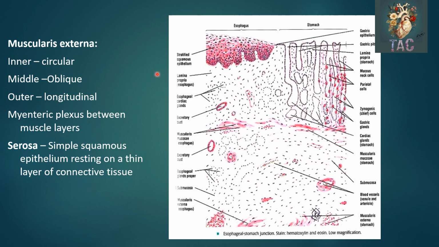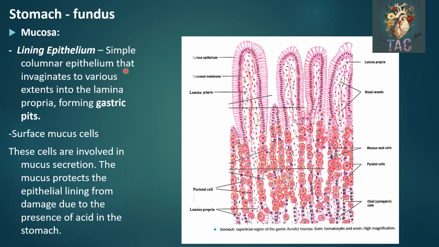Then the muscularis externa, which has an inner circular, middle oblique, and outer longitudinal layer. The myenteric plexus of nerves is present in between these two layers, and outer to this is the serosa. So an important point to differentiate between different parts of the stomach histologically is the different features of the mucosa and the different types of glands present in different parts of the stomach.